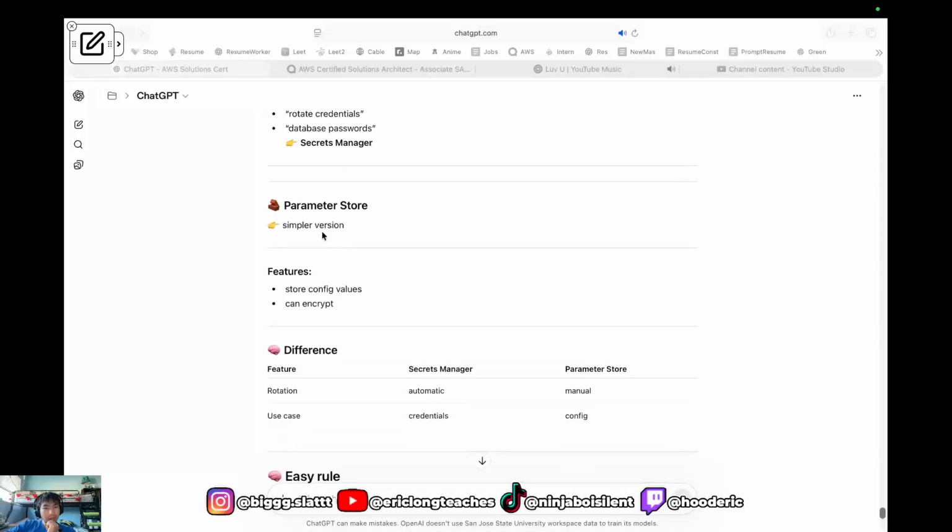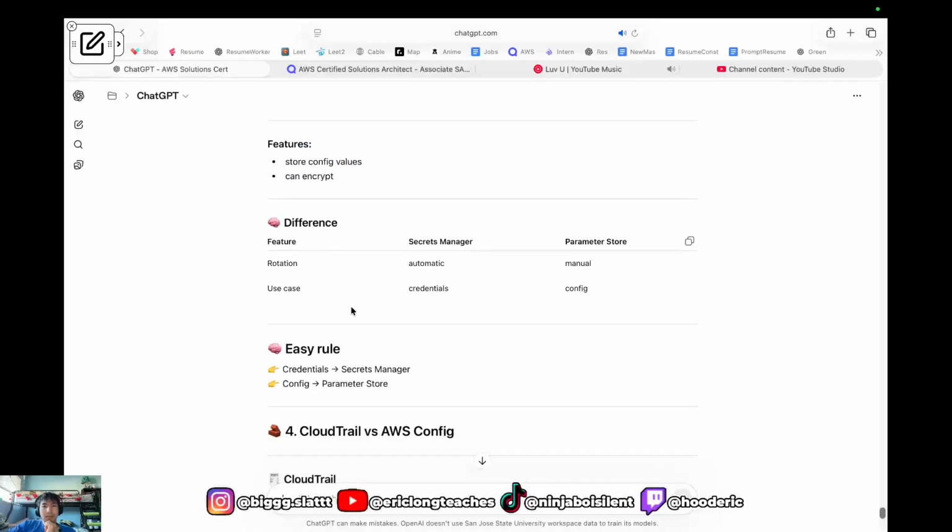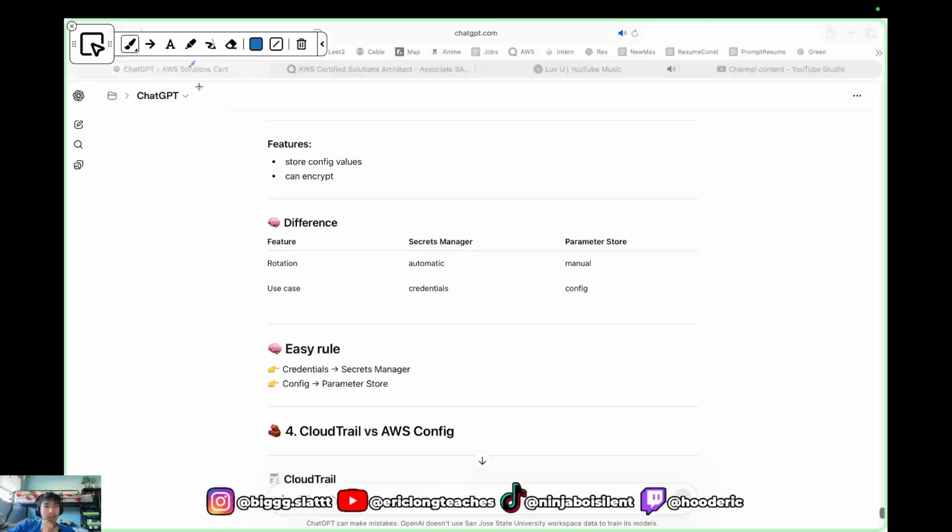Parameter Store is a simpler version of Secrets Manager. It stores configuration and it can encrypt. Right here we can see that Secrets Manager has automatic rotation, while for Parameter Store we'd have to do it manually. We would use Secrets Manager for credentials and Parameter Store for storing configurations.